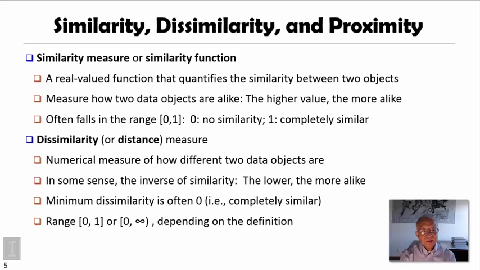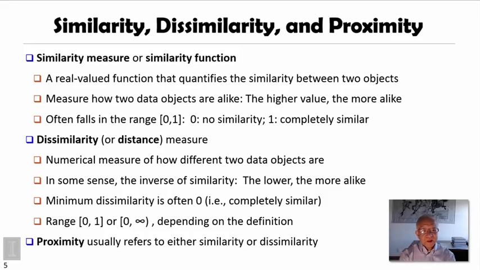Then, similar to similarity, many people want to use dissimilarity or distance measure. A distance measure or distance function is a numerical measure of how different two objects are. To some extent, dissimilarity is the inverse of similarity. That means the lower or shorter the distance, the more alike. The minimum dissimilarity is 0, meaning they are completely similar or identical. The value range could be either 0 to 1 or 0 to infinity, based on the definition. Another term is proximity, which usually refers to either similarity or dissimilarity.